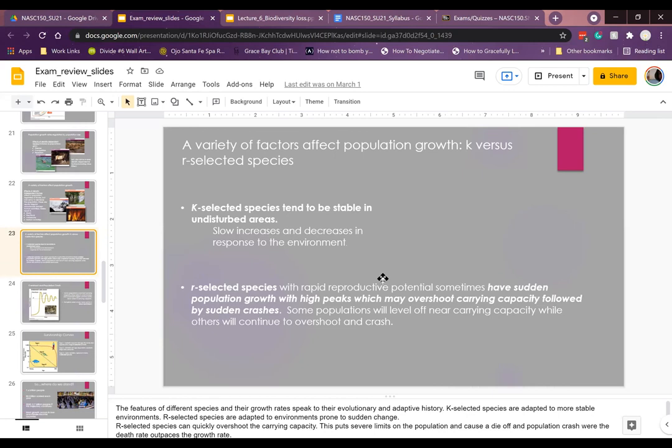And again, what really differentiates them is just how fast they grow. R-selected is fast, K-selected is slow. It's really the fastest, easiest way to remember that. The elephant versus the mouse, right? That's the way I've remembered that for 10 years. And I think it's a pretty good way of remembering that.